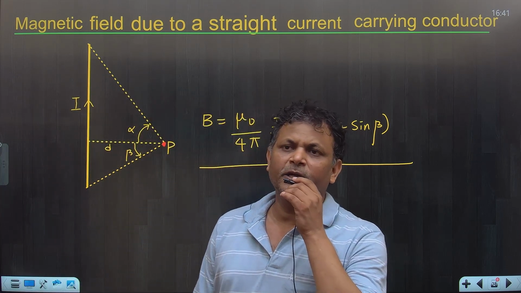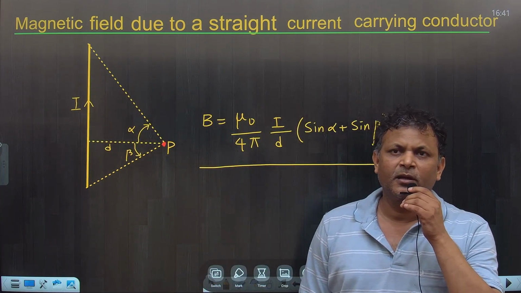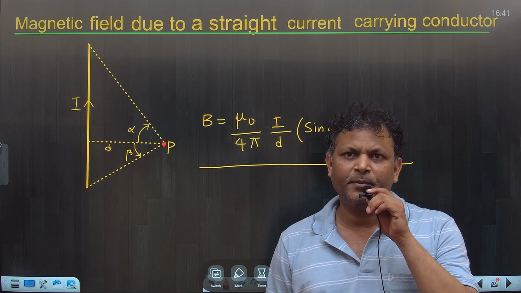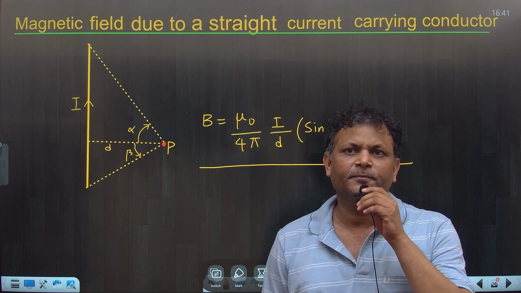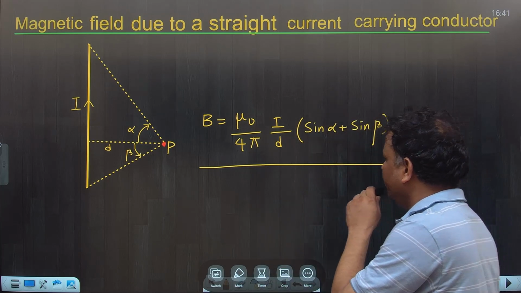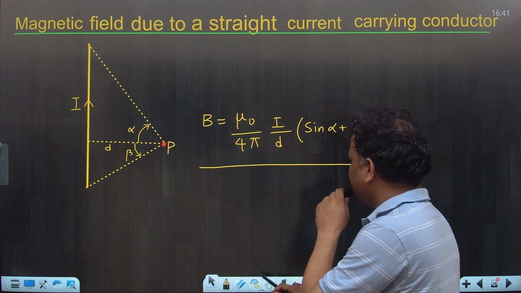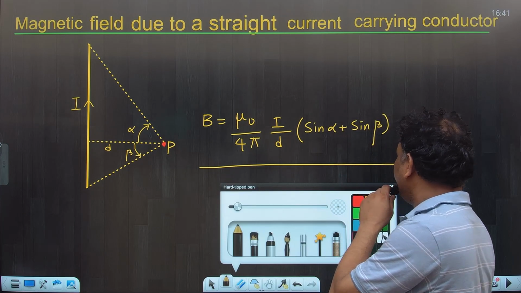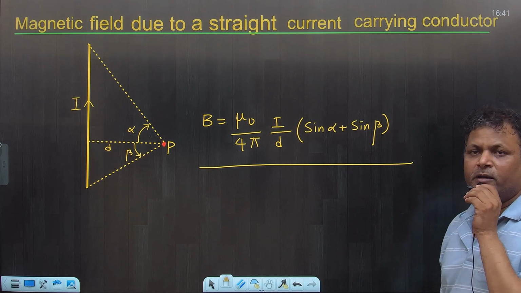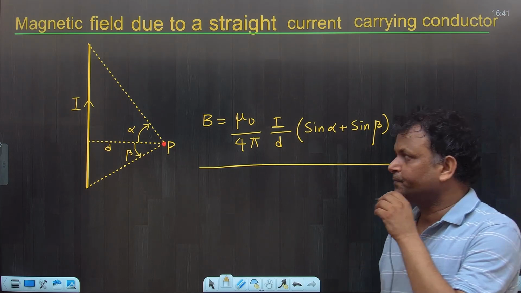Today we will continue the previous lecture and we will try to find the magnetic field at a point P due to a straight conductor. In the previous lecture we have seen the formula for the magnetic field at a point P due to a finite conductor. You should understand this formula properly.